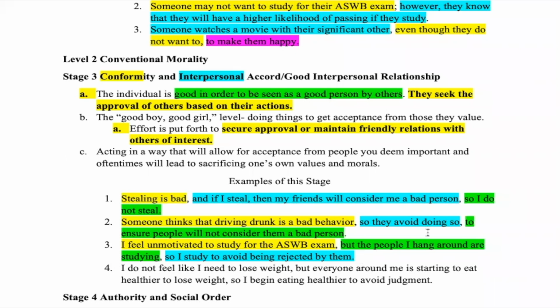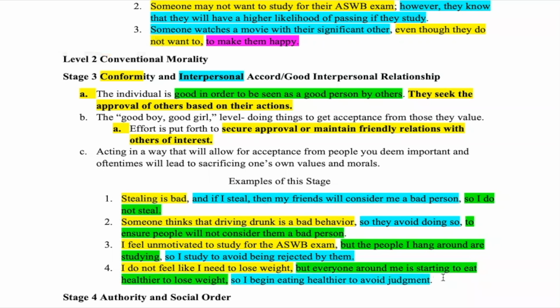Another example, I do not feel like I need to lose weight, but everyone around me is starting to eat healthier to lose weight. So I begin eating healthier to avoid judgment. So I do not even feel like I need to lose weight. I'm like, you know what? I'm at a healthy weight. I feel great. But everyone around me is starting to eat healthier to lose weight. They're like, you know what? This is what we're doing. So in this situation, I start doing it to avoid judgment.